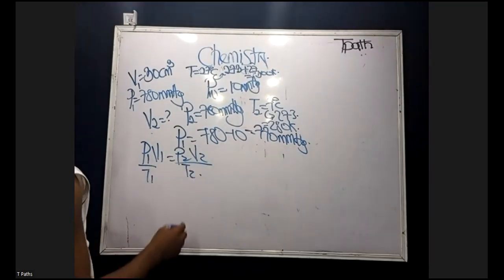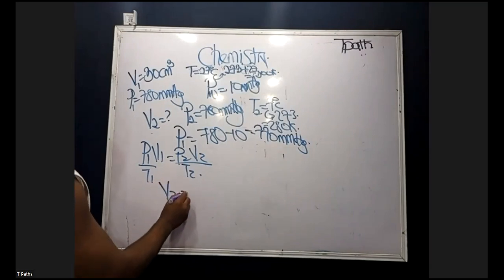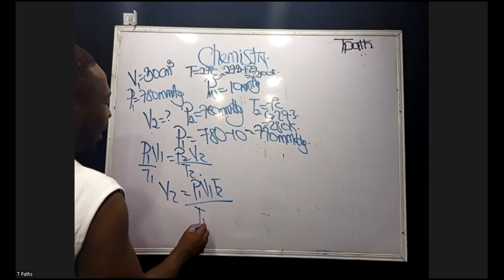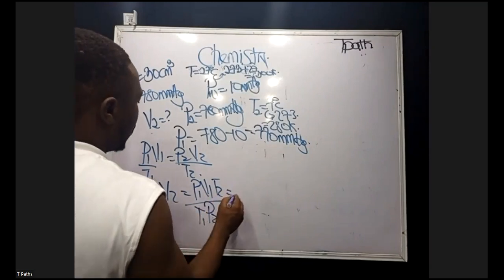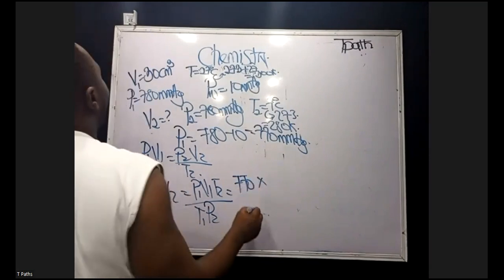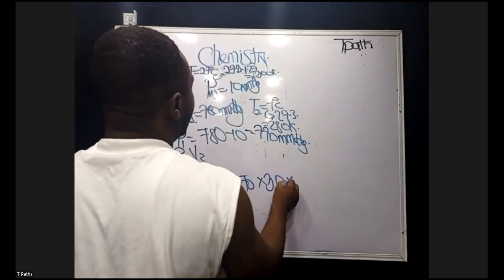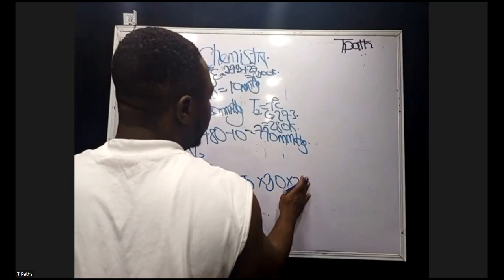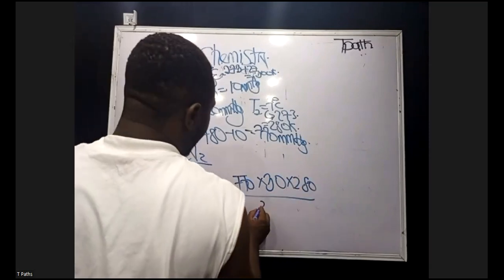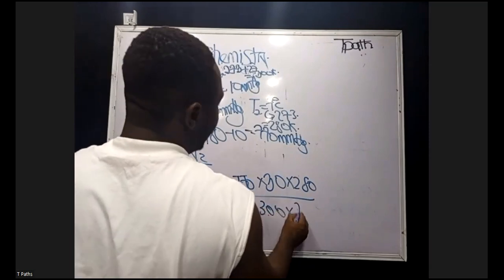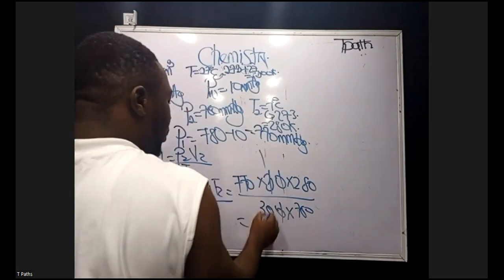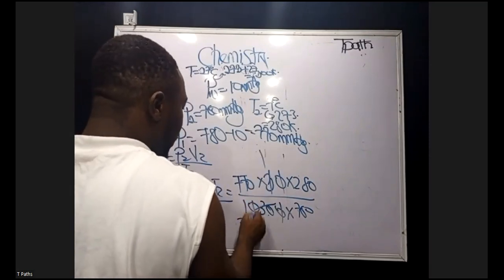If V2 is unknown, then V2 is equal to P1 V1 T2 over T1 P2. What is the P1 today? 770. What is the V1 today? 30. What is the T2 today? 280. What is the T1 today? The T1 is 300. And what is the P2 today? 760.